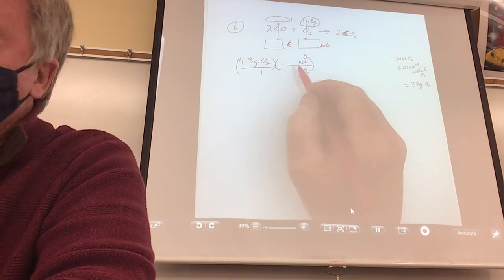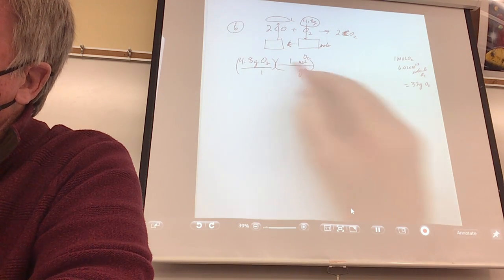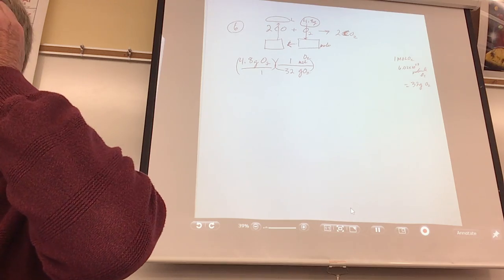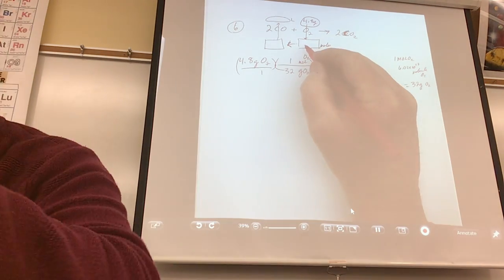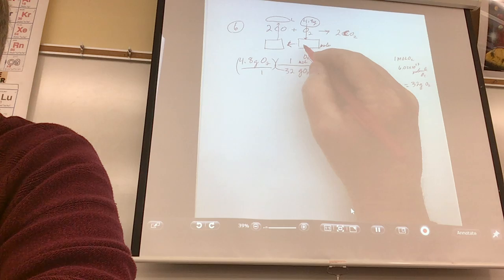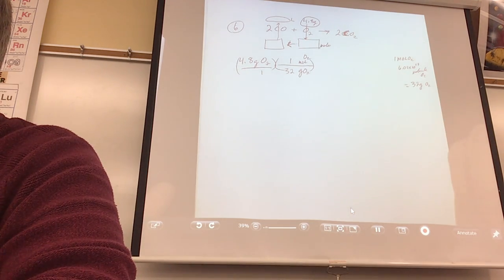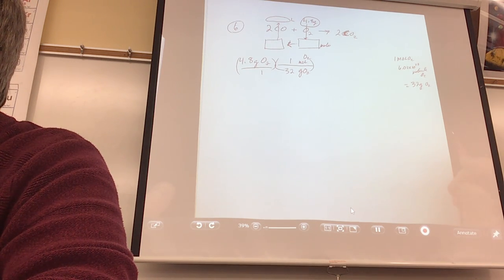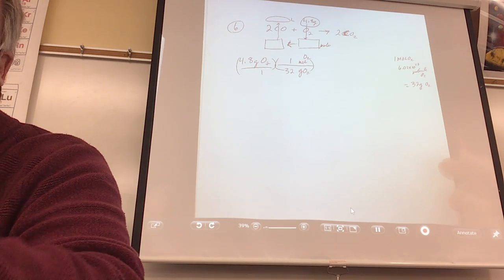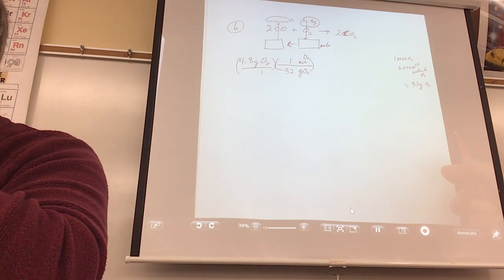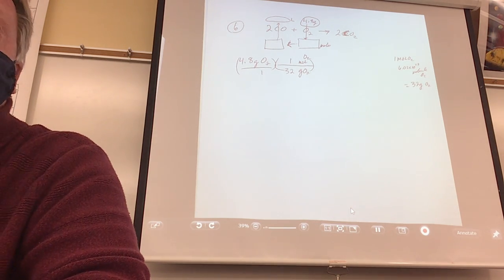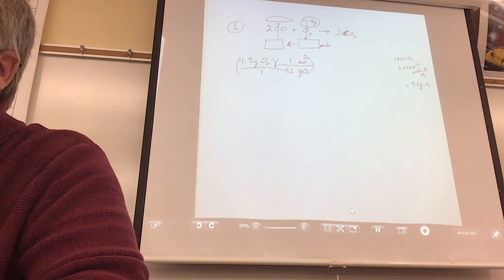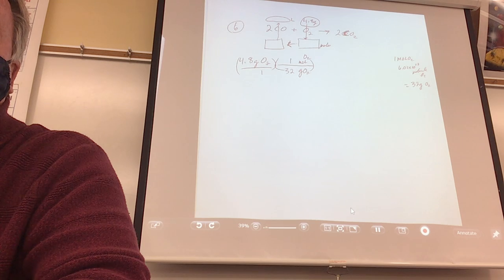Now, let's go over here. And we know that 1 mole of O2 is the same as 32 grams. Go ahead and put that in your calculator. And let's write that number here. Remember, never go below 3 sig figs. Do you have a calculator? Go ahead and get it out, okay? All right, everybody got it?